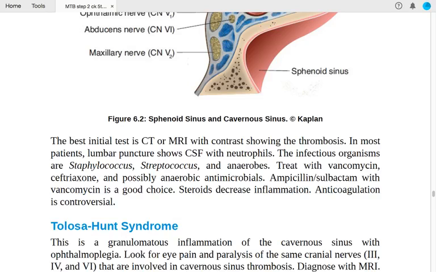In most patients, lumbar puncture shows CSF with neutrophils. The infectious organisms are Staphylococcus, Streptococcus, and anaerobes. You have to treat your patient with vancomycin and ceftriaxone, broad spectrum covering MRSA also, and possibly anaerobic antimicrobials. Ampicillin-sulbactam with vancomycin is a good choice, right? So we can give this combination. Steroids decrease inflammation. Anticoagulation is controversial, so it's better not to go for the controversial option. It's always better to choose the clear-cut choice, and here it's antibiotics, that is vancomycin and ceftriaxone, possibly with anaerobic antimicrobials.